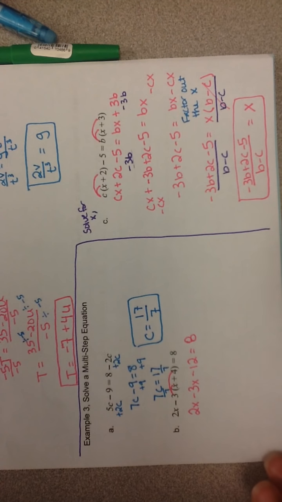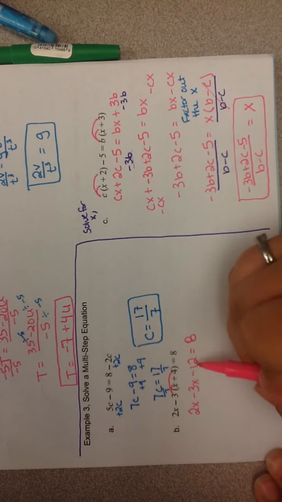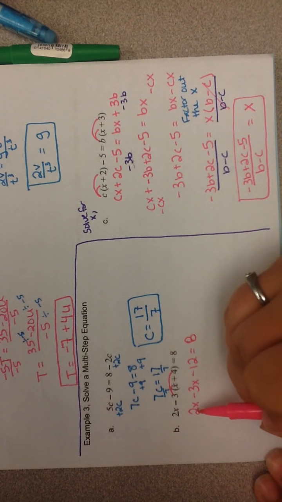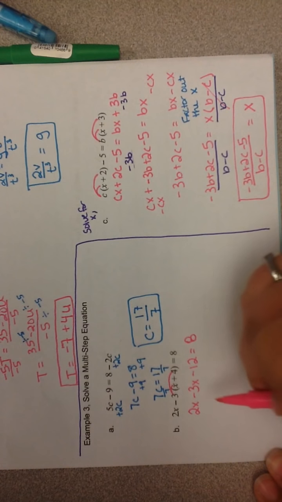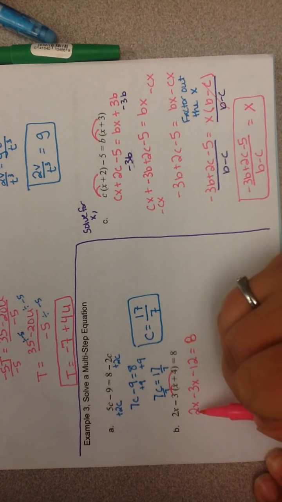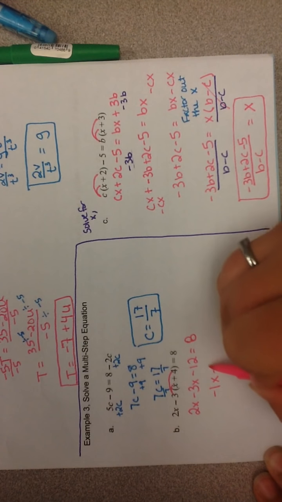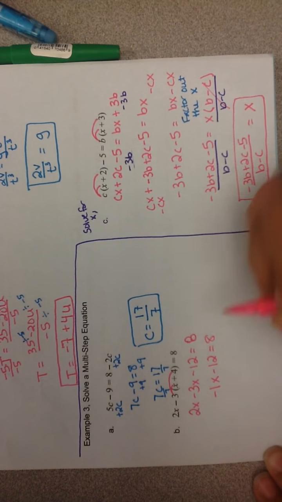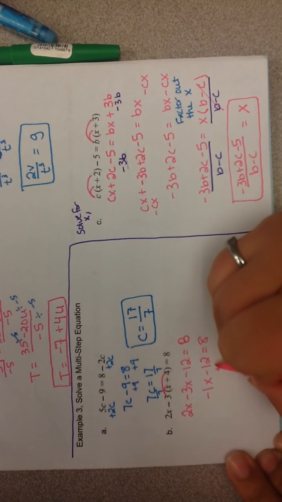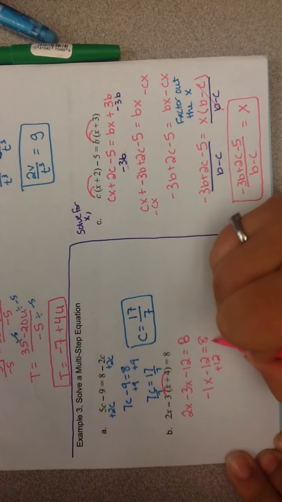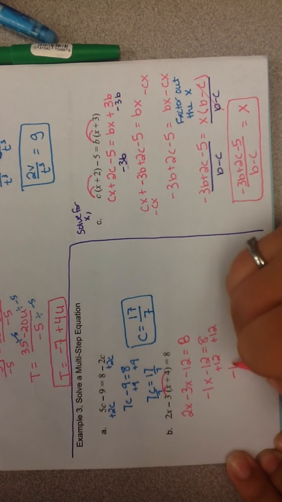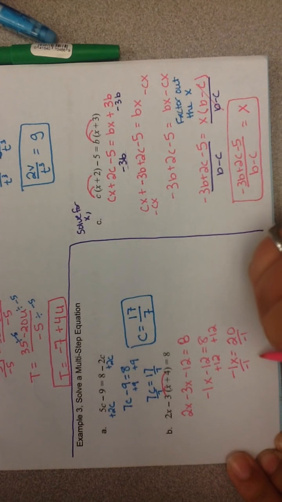Now we need to combine like terms. So which terms over here are the like terms? Well, the terms that both have a variable, so 2x minus 3x. If I have 2 and I take away 3, that leaves me with negative 1x. I need to get all my numbers on the other side, so I have minus 12. I need to do the opposite of that, which is add 12. So negative 1x equals 20. And finally divide, so x equals negative 20.